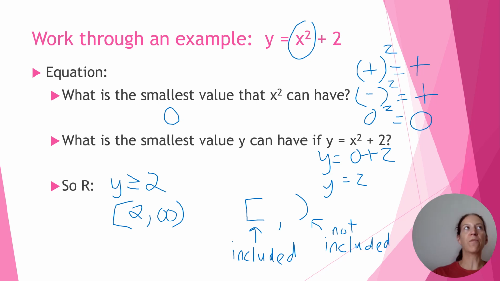As you remember from the other slide, when we did the infinity and the negative infinity, there were parentheses on both. And that's because those are not numbers. Infinity is not a number. It's a concept or an idea, but you can't include the number infinity on something. But you can include the 2. So the bracket would mean that it's included, and the parenthesis would mean that it's not included.